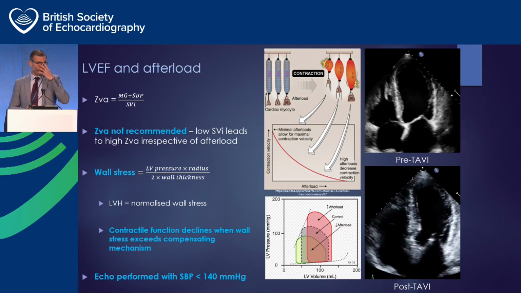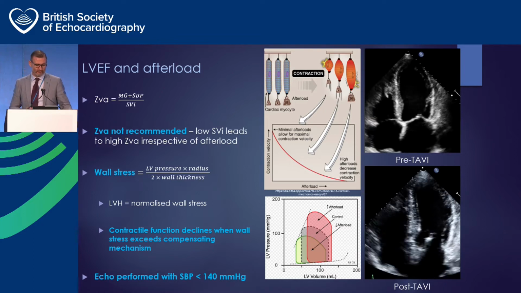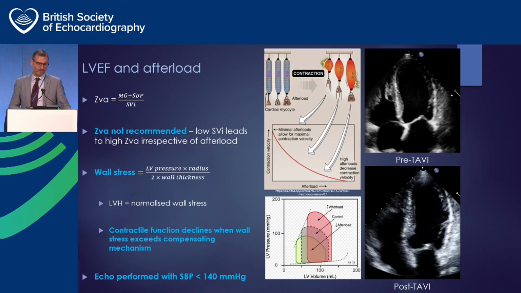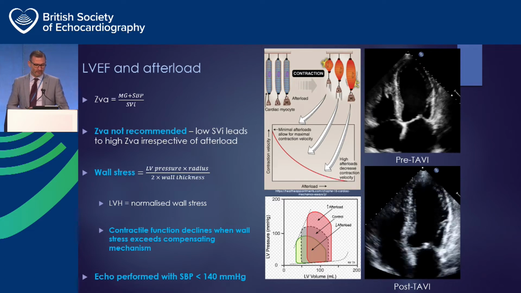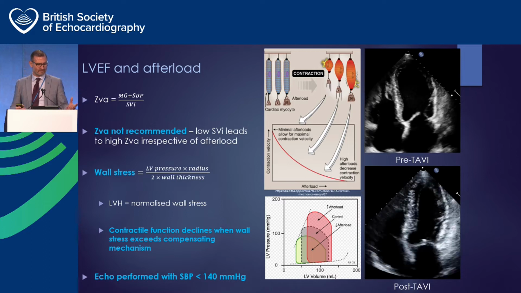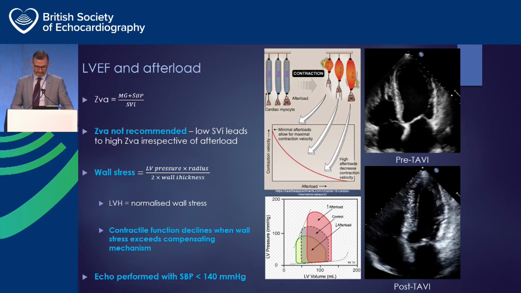However, when that wall stress exceeds the compensatory mechanism of hypertrophy, then the ventricle can't overcome that, and that's when we see the ejection fraction start to deteriorate, which is what happened in this patient. And so our echo guidance recommends that we perform our echoes when the systolic blood pressure is less than 140 millimeters of mercury.